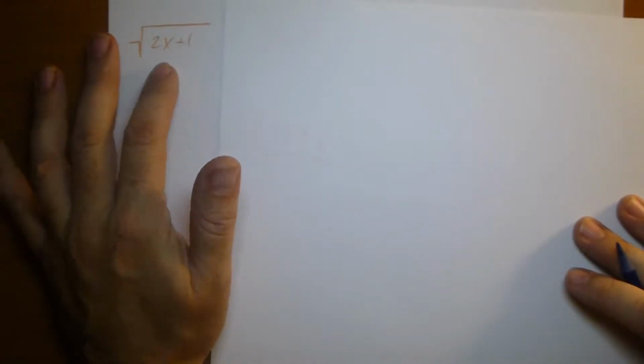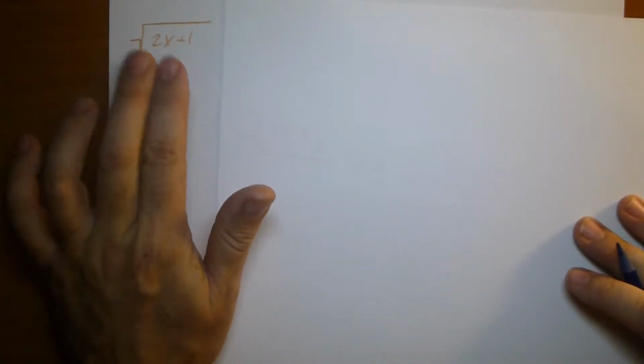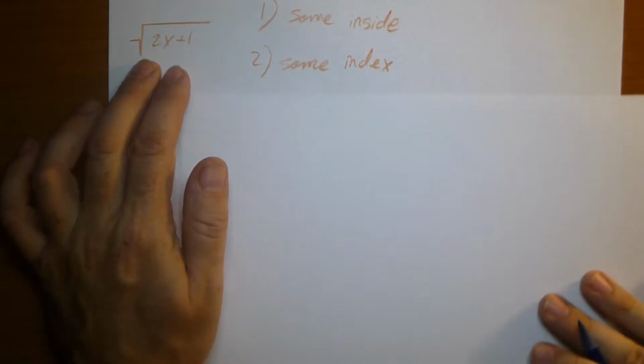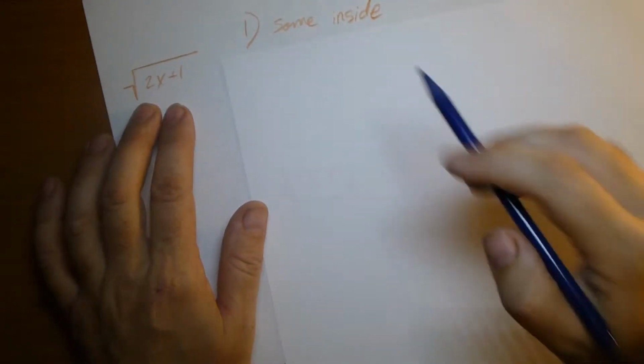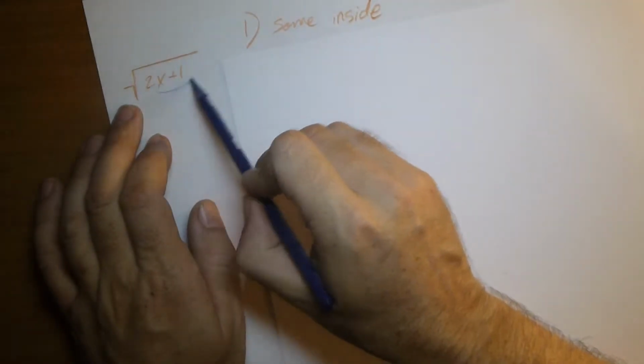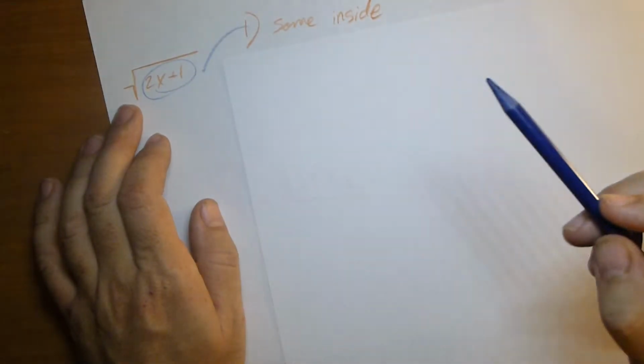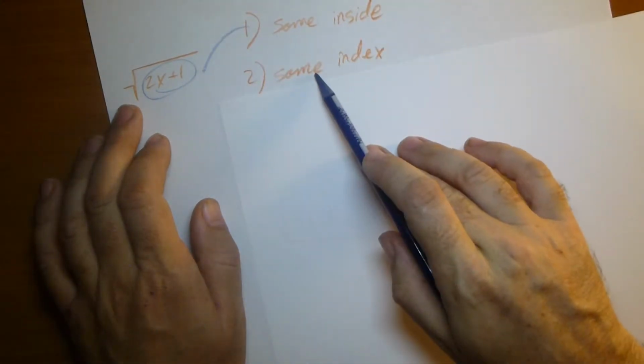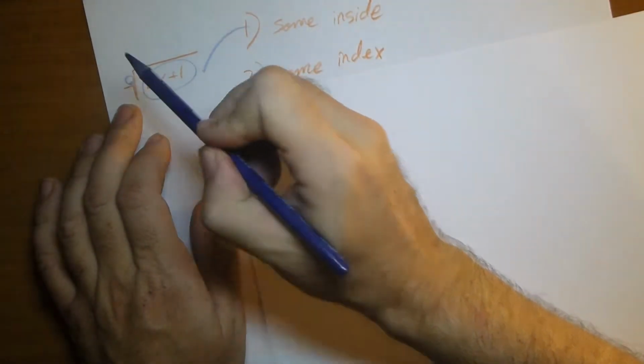In this video, we're going to look at what constitutes and how to add like radicals. Now when I say a like radical, I mean two square roots or other roots that can be added together. In order to have a like radical, we have to have the same inside, so that's this part, has to be the same, and we have to have the same index, this part right here.